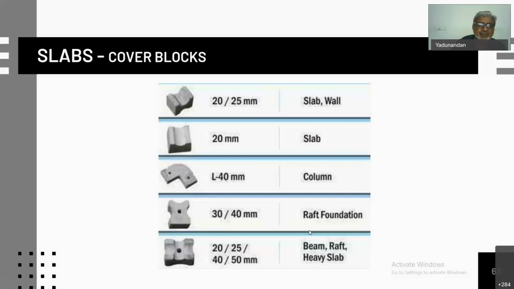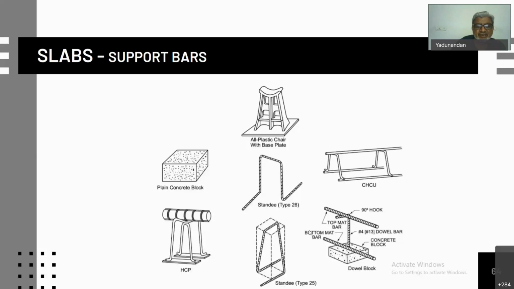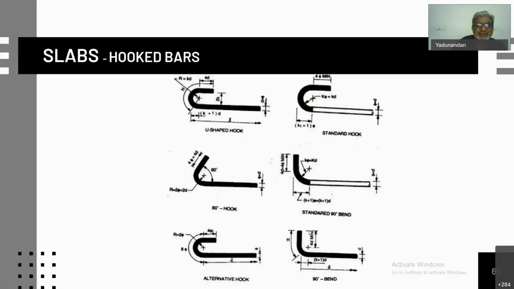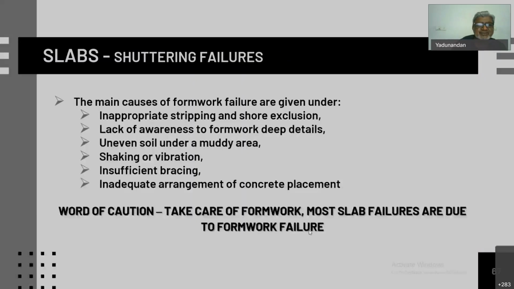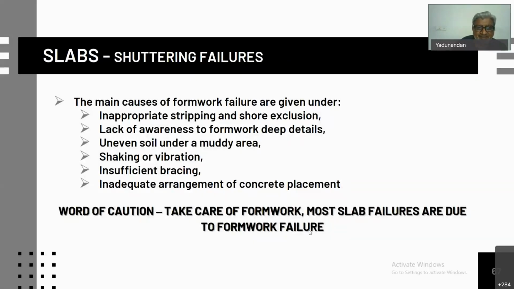For the slab also, to provide the reinforcement in position, we use various types of cover blocks, chairs, and other things to keep them in position. We can use them, and hook the end bars to get the anchorages. These are all standard things. One word of caution in the case of slabs is that you have to take care of the formwork. Most slab failures are due to formwork failure. That is true, and therefore we have to take care of the formwork very seriously, and then check them and maintain them properly.